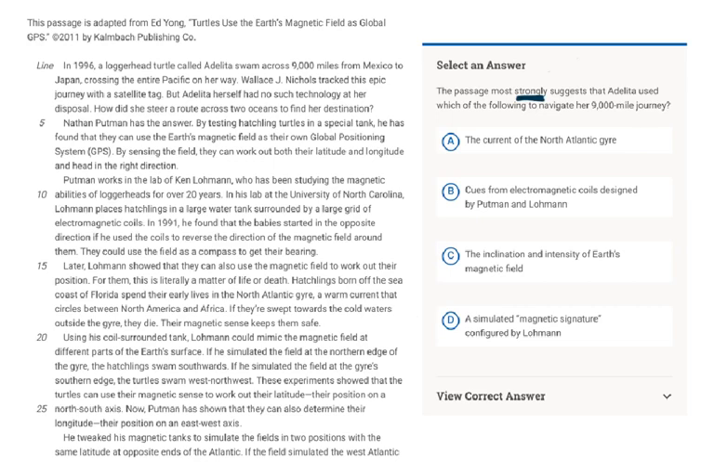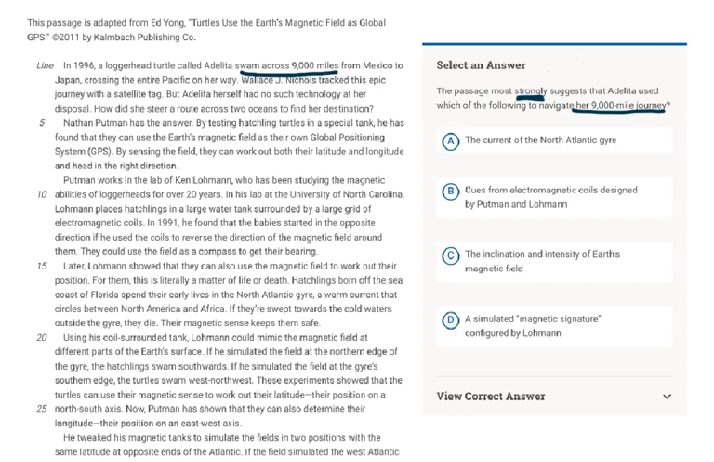So I'm going to read, okay? In 1996, a loggerhead turtle called Adelita swam across 9,000 miles from Mexico City to Japan, crossing the entire Pacific on her way. So I want you to notice something, that as you read that, it says swam across the 9,000 miles, right? So it's talking about what's going on. I'm reading with a purpose. But it doesn't say how she did it, what was her navigation. It just said that she did it, right? So there's nothing important there, really, okay?